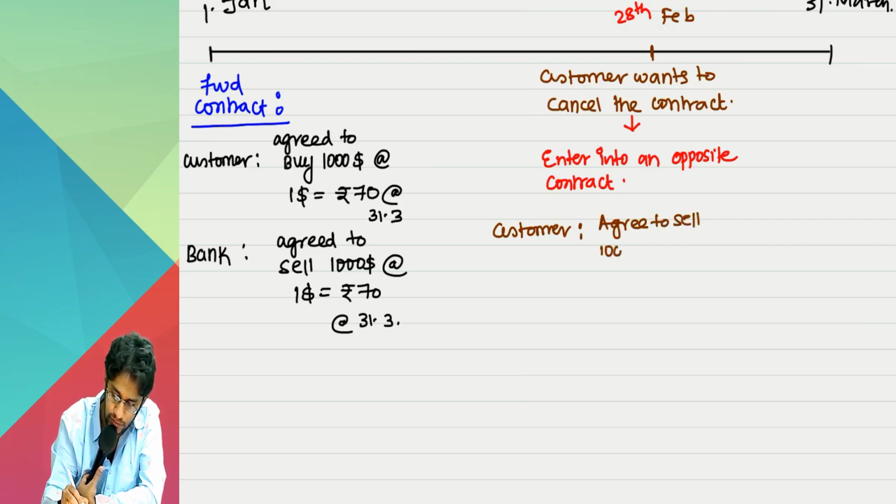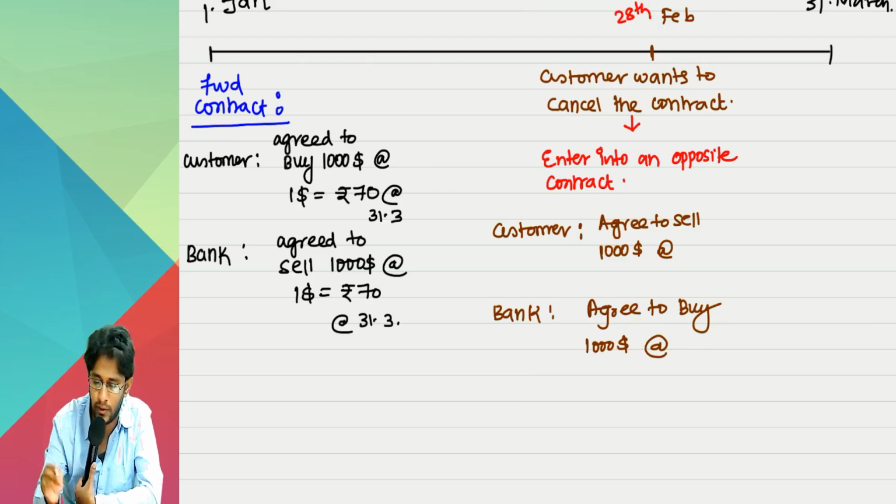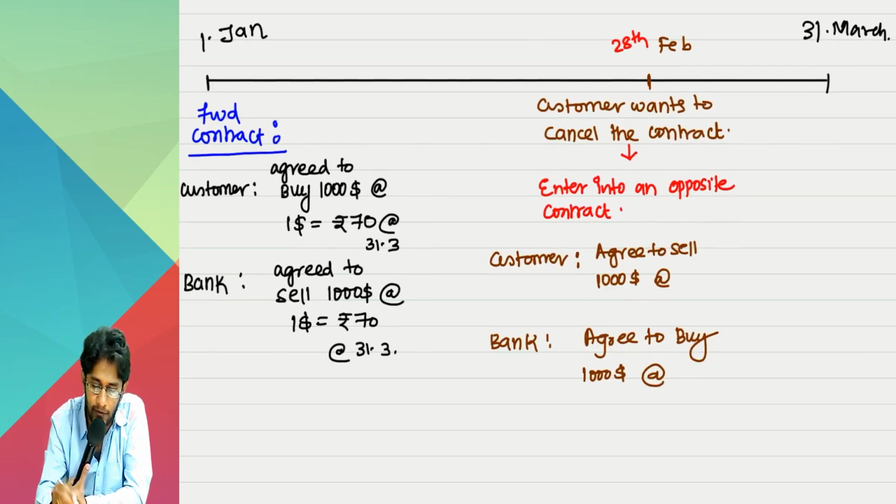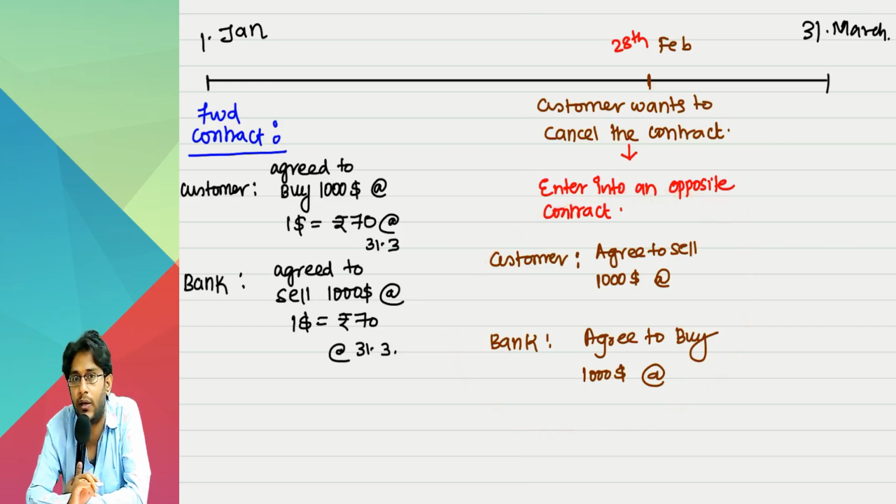Same amount of dollars. At what rate I will tell you later on. Bank should agree to buy $1,000 at the rate of... Now, which rate is applicable for you? First thing, tell me, the opposite contract, whatever you are entering, is this also a forward contract?